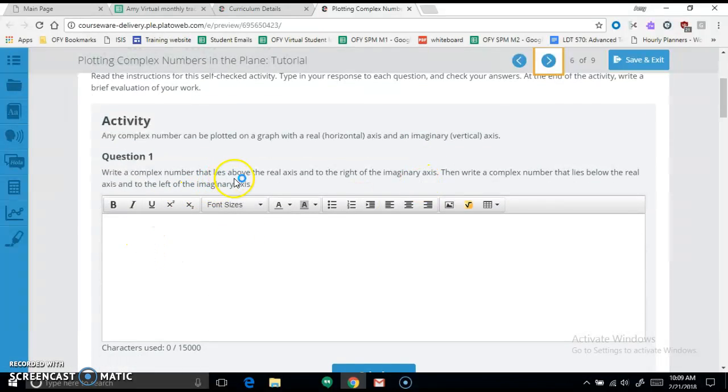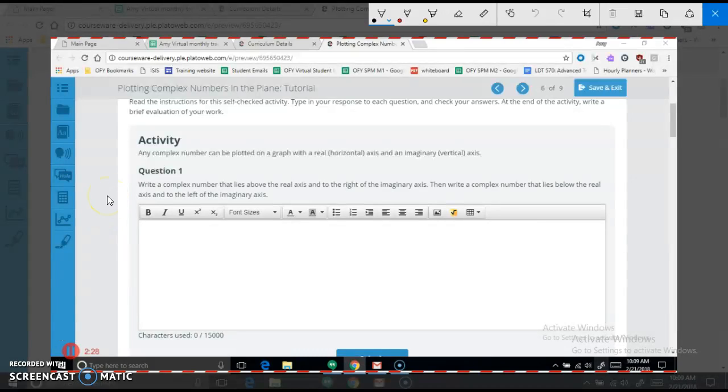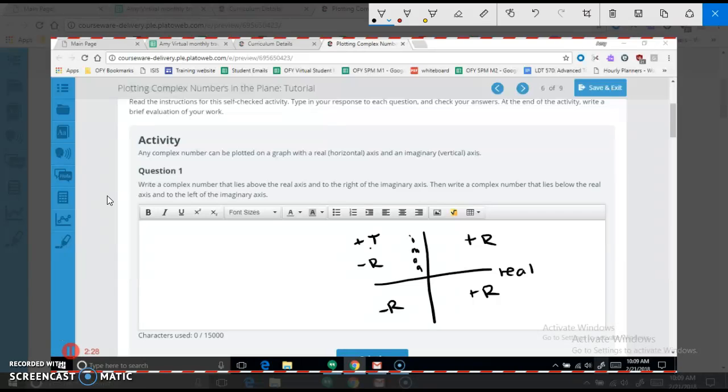It says, write a complex number that lies above the real axis and to the right of the imaginary axis. If we were to draw this, let's draw ourselves a little graph. Here are the real numbers. The real numbers here are positive, and our imaginary axis goes here. This side is negative real. Imaginary is positive up on the top and negative on the bottom. You can make that for yourself if you want.